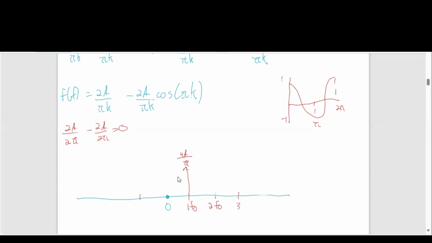So when you go to 3 now, it won't give you 0, it will actually give you a value. So it'll be 2a on 3 pi, and the cos of 3 pi is basically just a repeat, so it'll be minus 1. So it'll be plus 2a on 3 pi. So it'll be 4a on 3 pi.